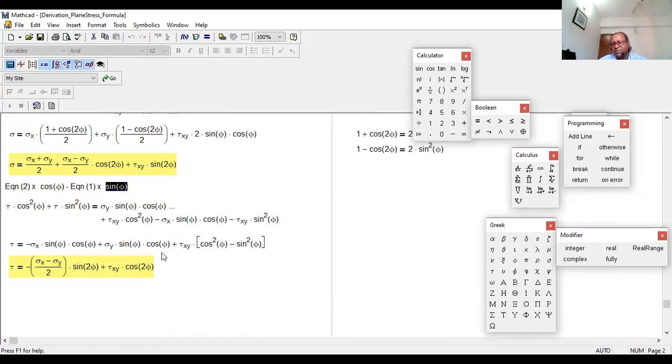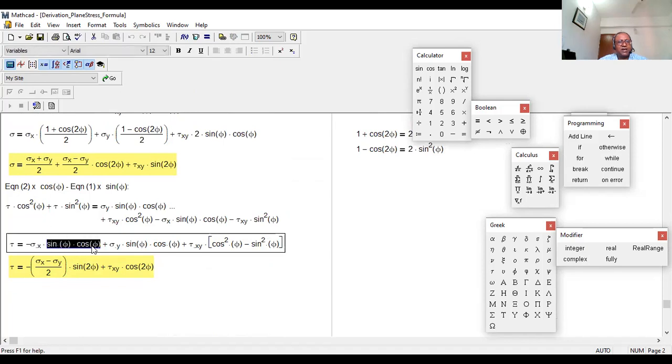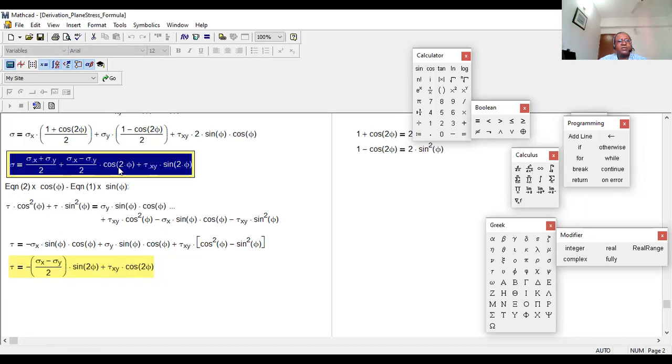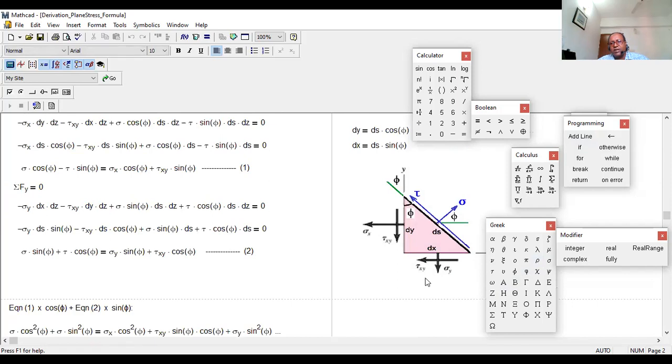Then you just simplify. Left side you will get tau into cos square phi plus sin square phi equal to 1. And you get the right side, this one. Okay. And this value, cos square phi minus sin square phi, equal to cos 2 phi. That I put, cos 2 phi. Just simplify, you'll get this one. You get the equation of tau, you get the equation of sigma. So what did you see over here? If you know sigma x, sigma y, tau xy, and the angle phi, you can figure out this sigma and this tau.